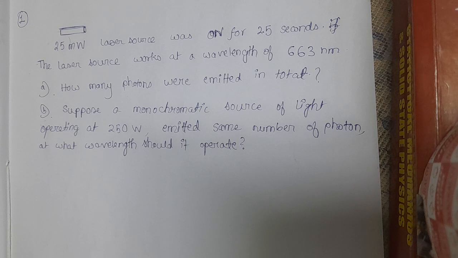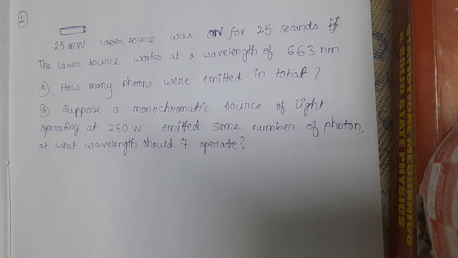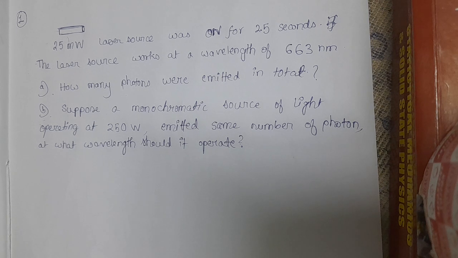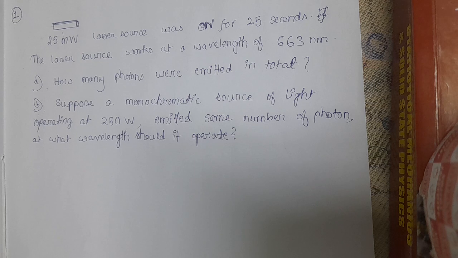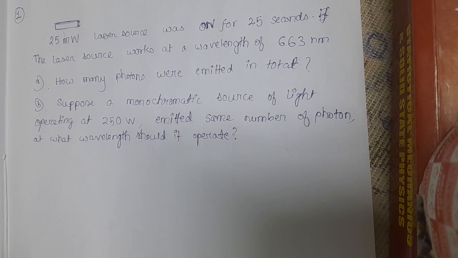A 25 milliwatt laser source was kept on for 2.5 seconds. The laser source works at a wavelength of 663 nanometer. How many photons were emitted in total? That is the first question. And the second question in this same part is, suppose I kept a monochromatic source of light operating at 250 watt and it also emitted the same number of photons, then at what wavelength should it operate? Okay, so let's begin.